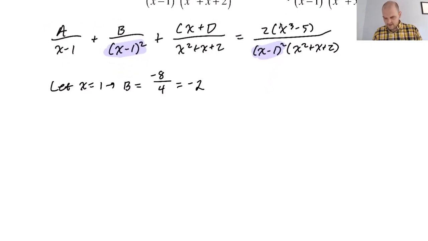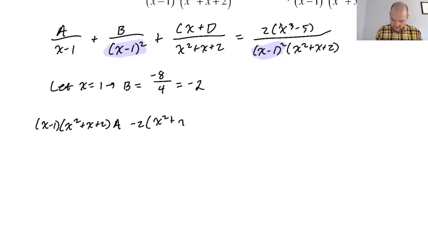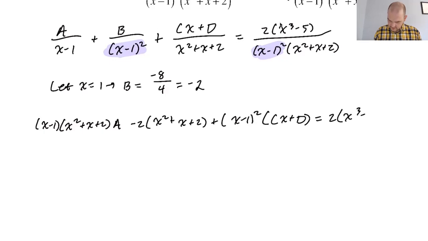Maybe not, but I'm multiplying both sides by the denominator of the right-hand side, which gives me x minus 1 times x squared plus x plus 2 times a. B I know is negative 2, so negative 2 times x squared plus x plus 2. And then the x squared plus x plus 2 quadratic will cancel, so I get plus the quantity x minus 1 squared times cx plus d. And then that all equals 2 times the quantity x cubed minus 5.